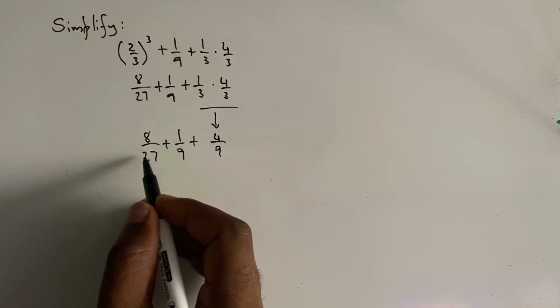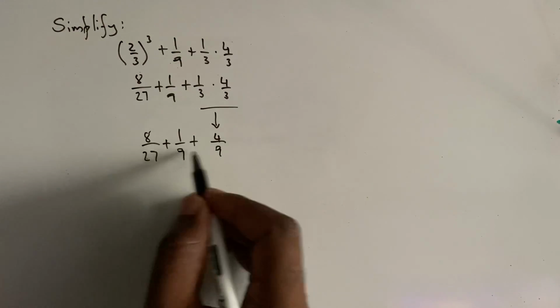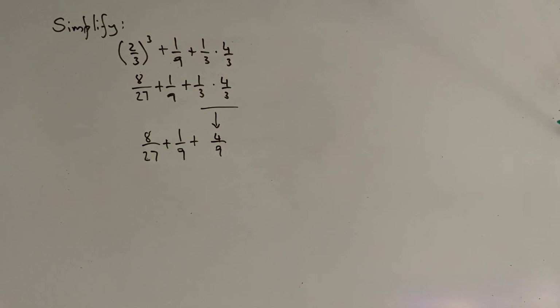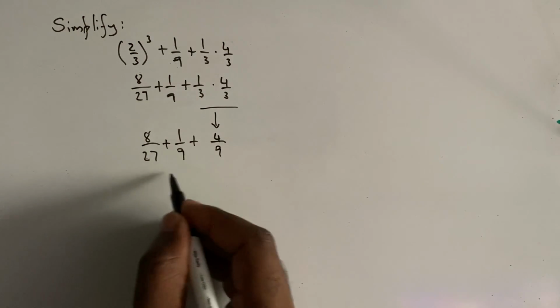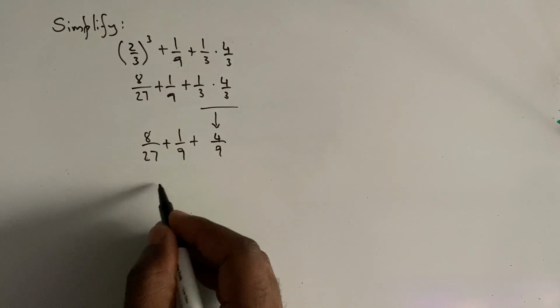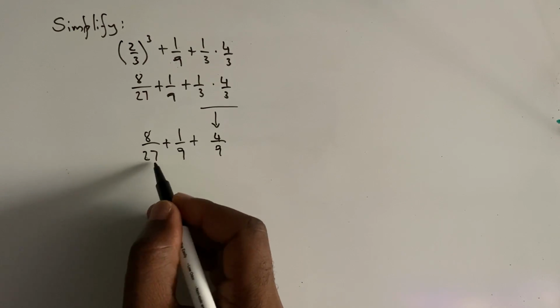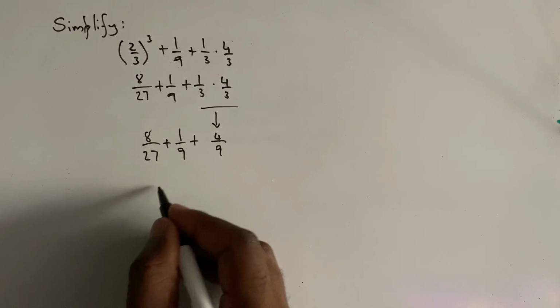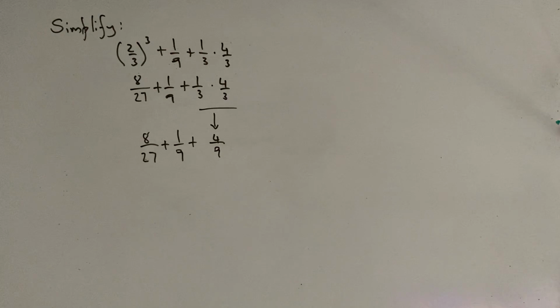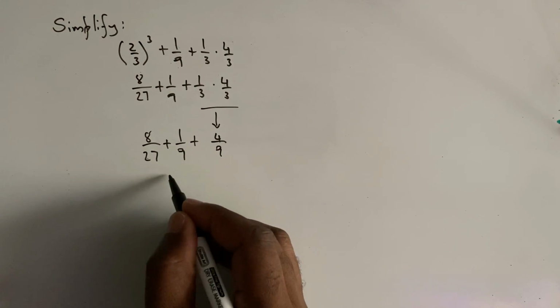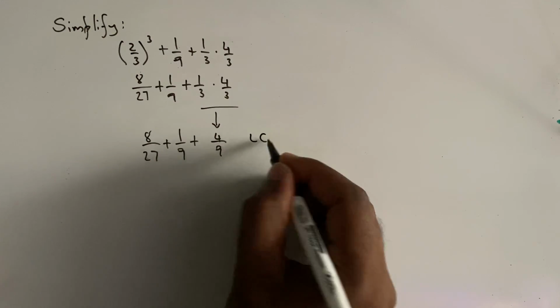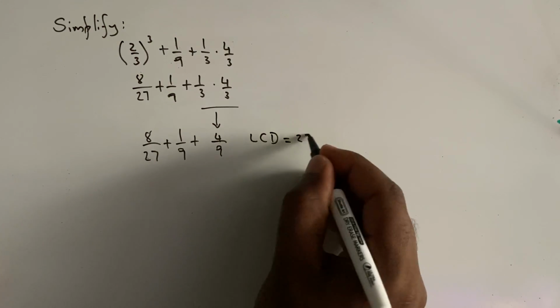Because you only have addition here, you can start on the left, or you can just combine these two for now. It doesn't matter because you only have addition. So since everything is addition right here, you can just get the LCD, in which case that would be 27 because 9 goes into 27. So let me show you this right here. Since the LCD is 27.